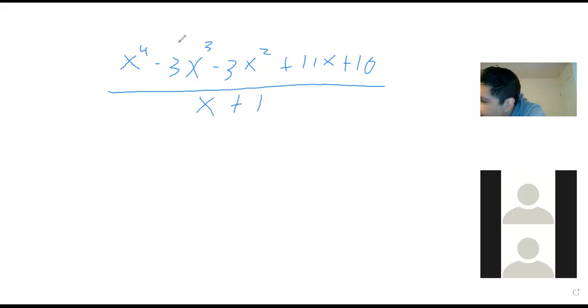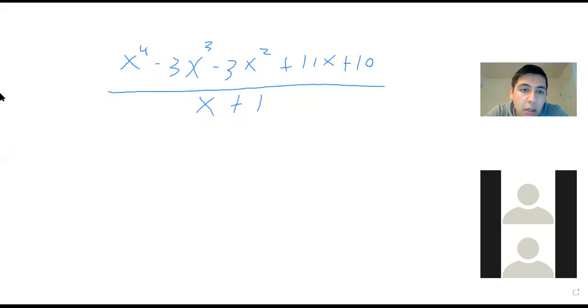Okay. So we have this big polynomial, right? Okay. And we're dividing it all. So if you see, we can have an exponent all the way up to 4, right? And we're dividing it all by x plus 1. So what we're going to do is use a process that we call synthetic division.